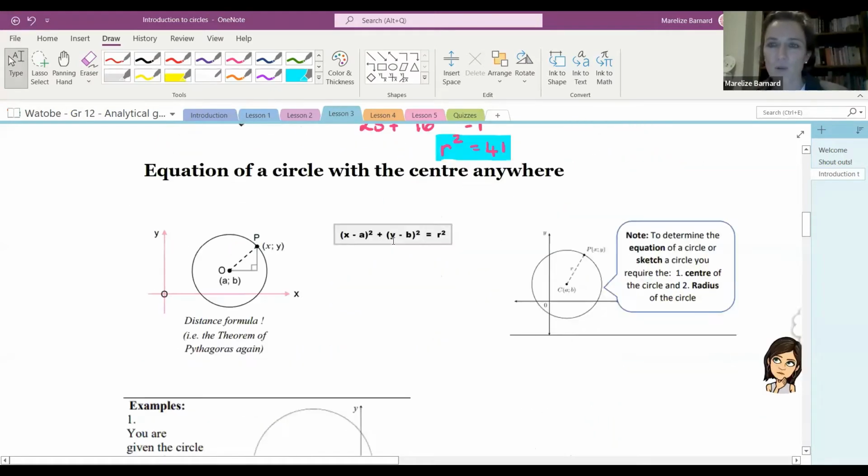So baby circles left behind. Let's look at more grown-up circles. The more grown-up circle, and the one that you work most with in matric, is the one with the center that is not at the origin. It's at a different place. It has different coordinates. In this case, we just use A, B to represent those coordinates. A and B can be anywhere on the Cartesian plane, and the coordinates A and B will give you the center of the circle.